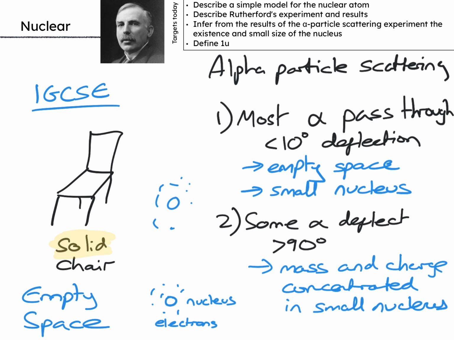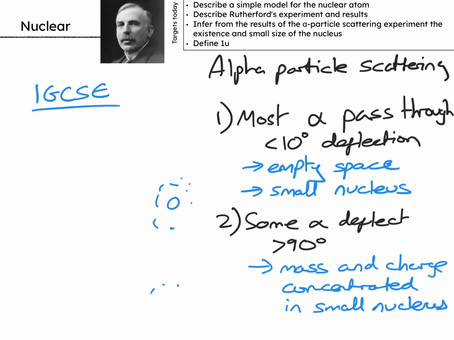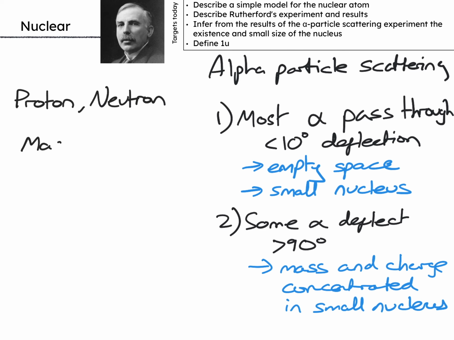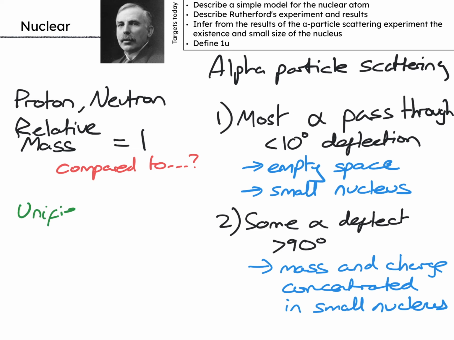The nucleus consists of protons and neutrons, and you may have learned that they have a mass of 1, but that's not really correct. What's the unit? We should say that they have a relative mass of 1, but then what are we comparing them to? The easiest thing to do is to compare them to one another and come up with a new unit. And we're going to call that unit the Unified Atomic Mass Unit, and it has the symbol u.